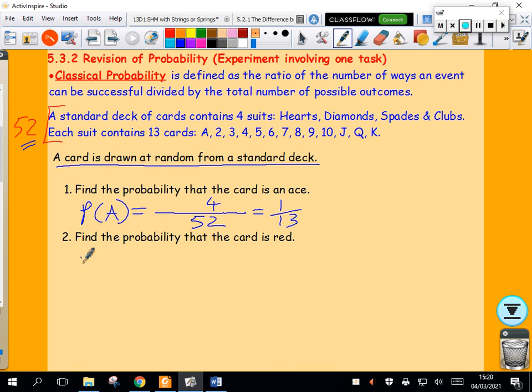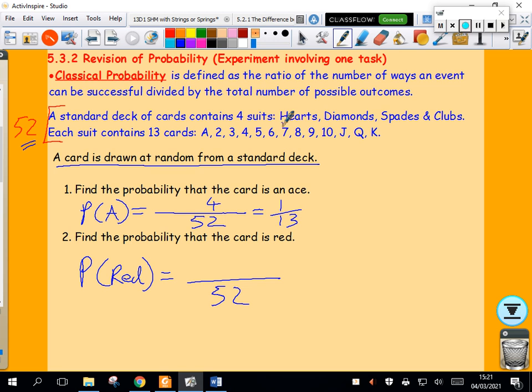Find the probability that the card is red. So the probability that the card is red, again, the number of possible outcomes doesn't change. It's just a single card. How many red cards are there? What goes on top? The number of ways the event may occur goes on top. The event here is that the card is red. How many ways can that happen?